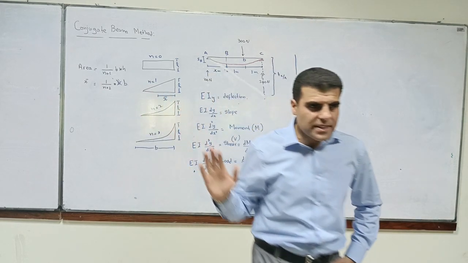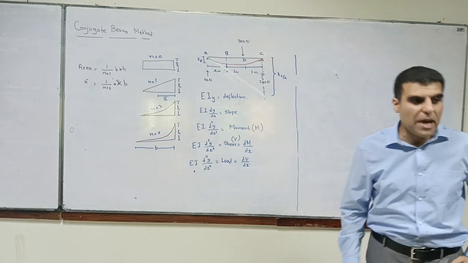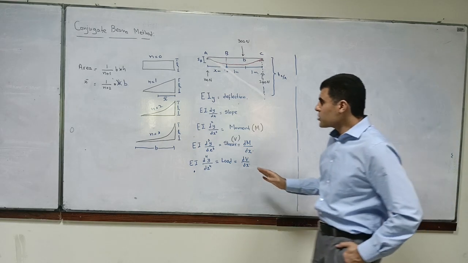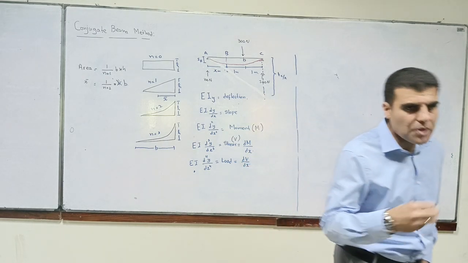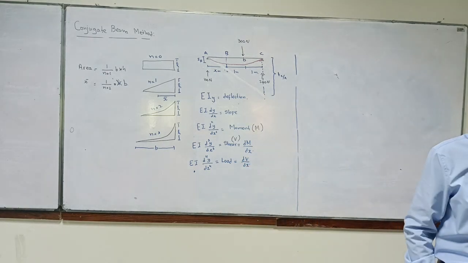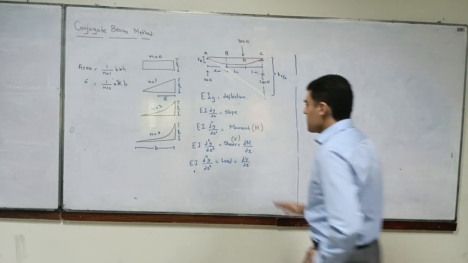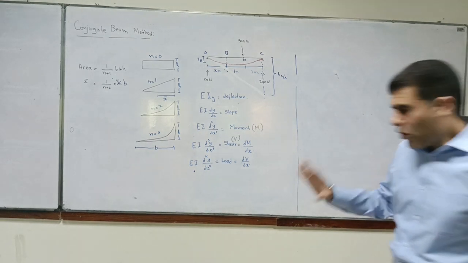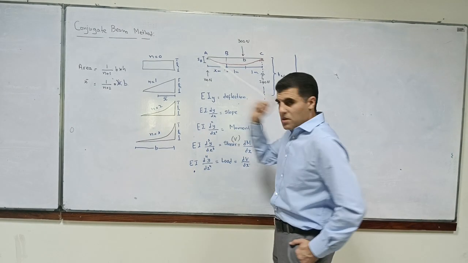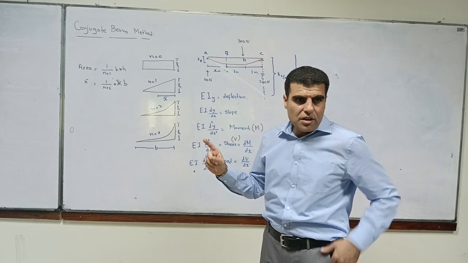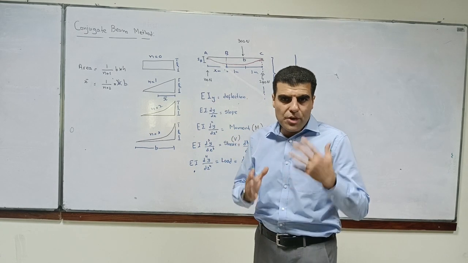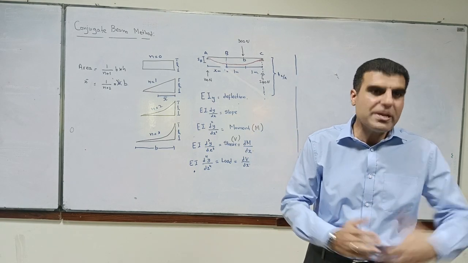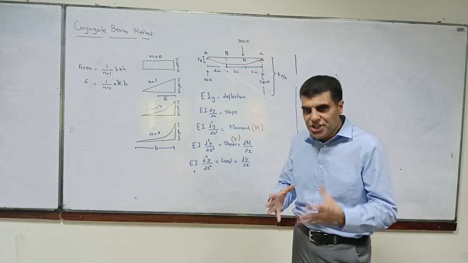Okay, so now the other method which we are going to discuss is the conjugate beam method. The conjugate beam method is actually derived from the moment area method. It uses the same logic, but the genesis, the way it is derived, is different. Conjugate beam means that you develop a fictitious beam, which is not real, and you try to find out the deflection.